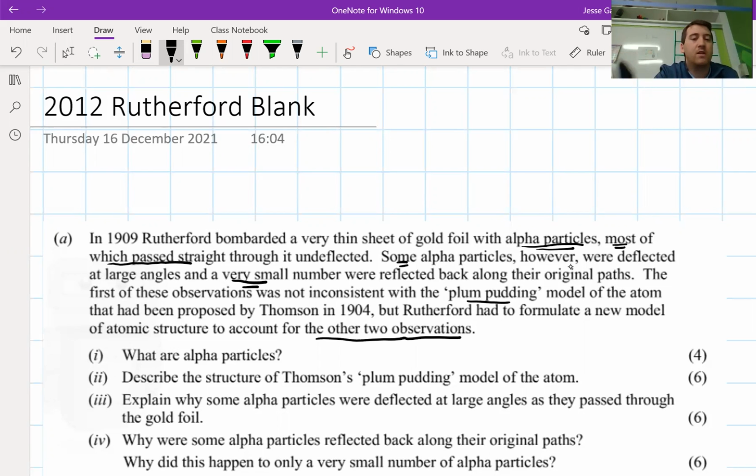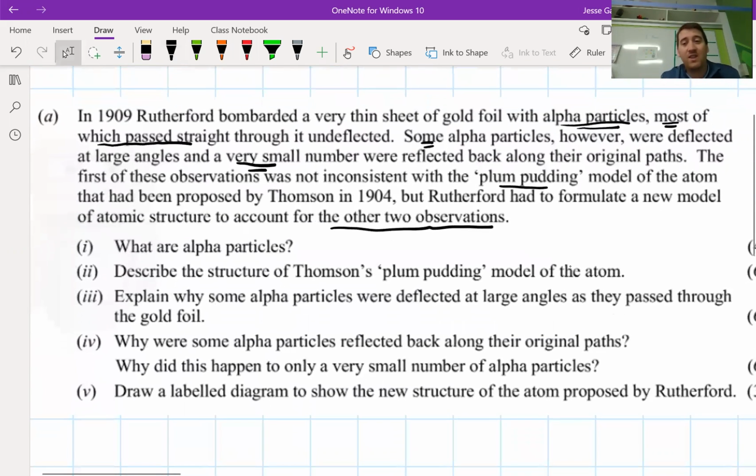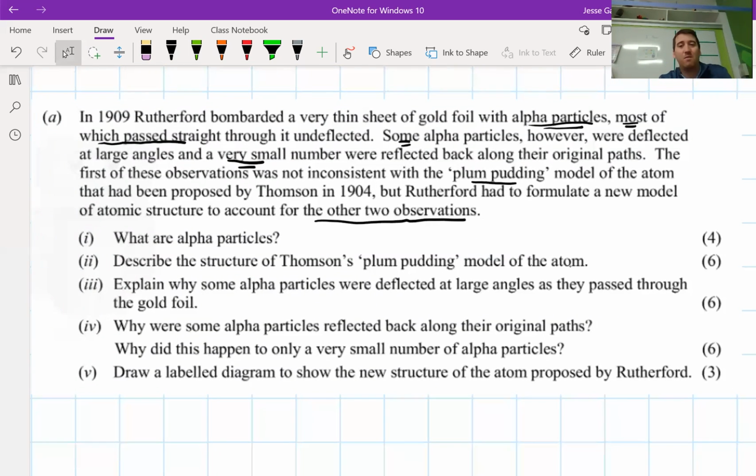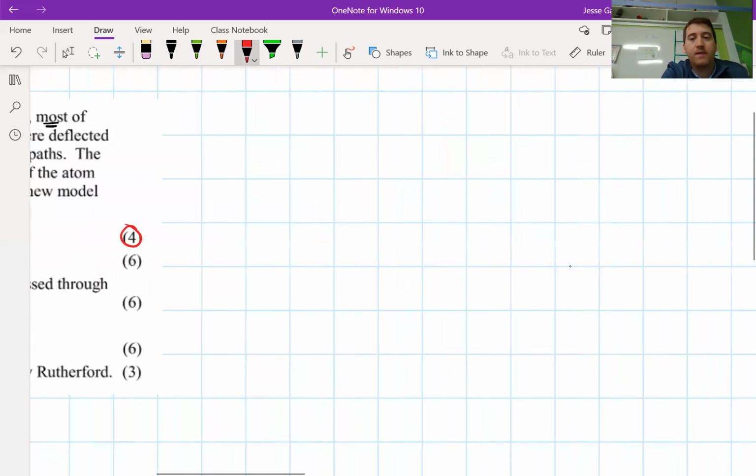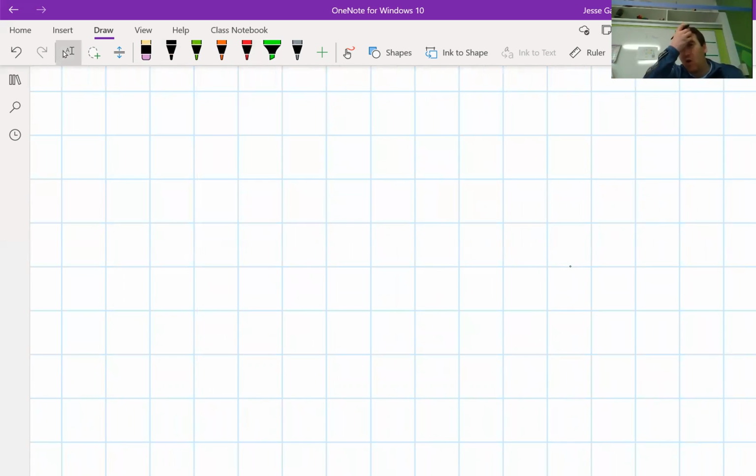All right, let's jump into the questions, because again, the blurb can confuse us, but remember, it's all about the questions. There is some important information in the blurbs, but okay, first thing, part one: describe what alpha particles are. What are alpha particles? For 4 marks. Now, what they are is essentially what they are made of. That's what they want to know.